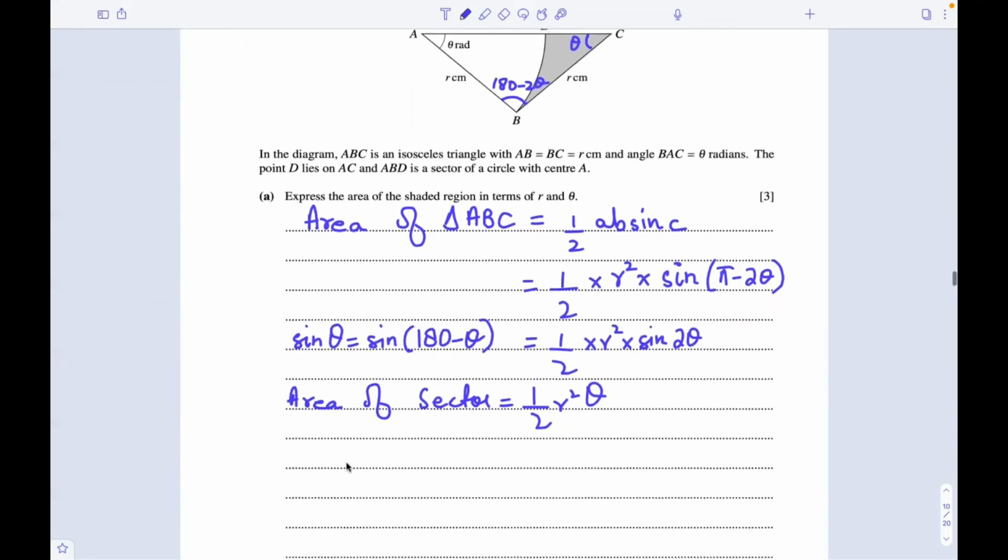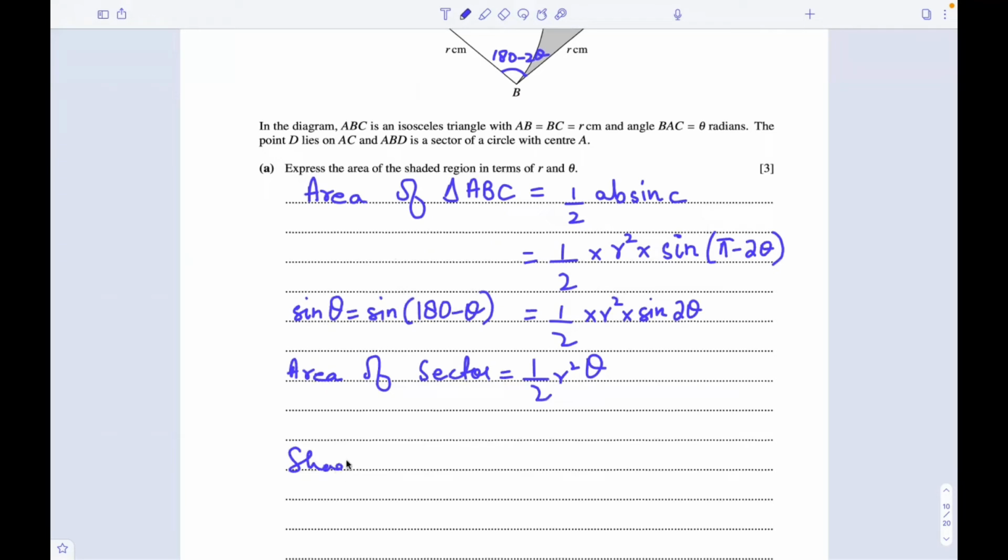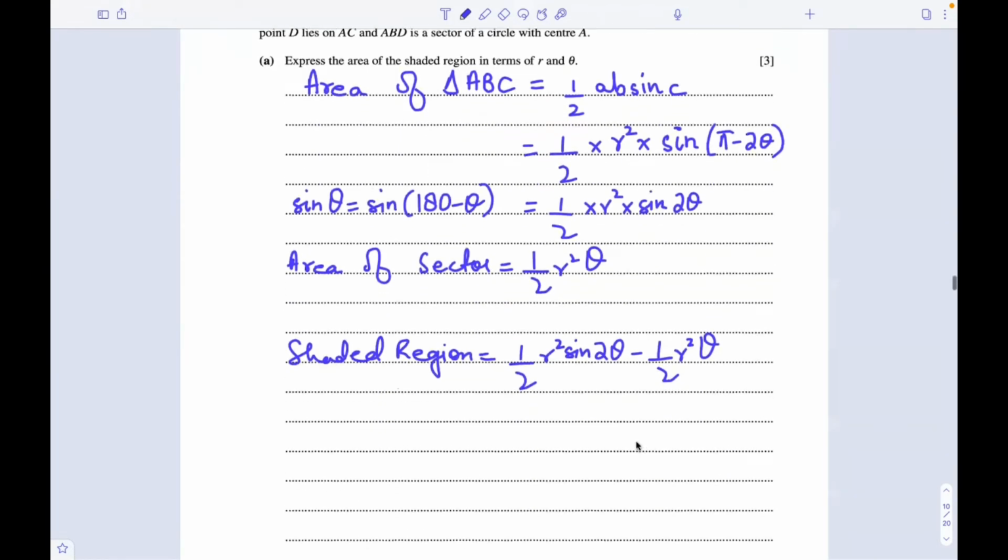So the area of the shaded region would become the area of the triangle minus the area of the sector. So this would become half r square sine 2 theta minus half r square theta. Now we can simplify this and write it as half r square is common, so we can write it as half r square into sine 2 theta minus theta. So this is an expression for the area of the shaded region.